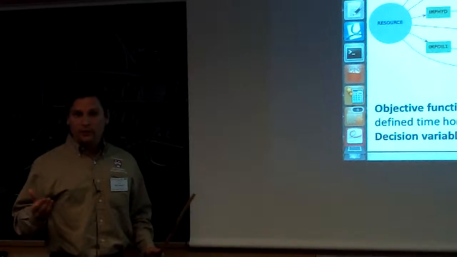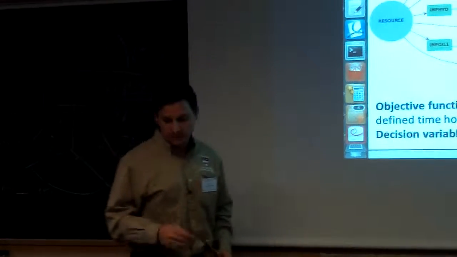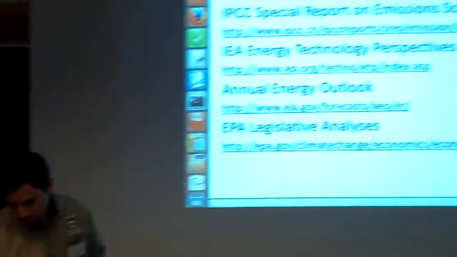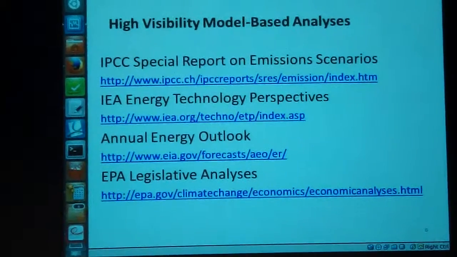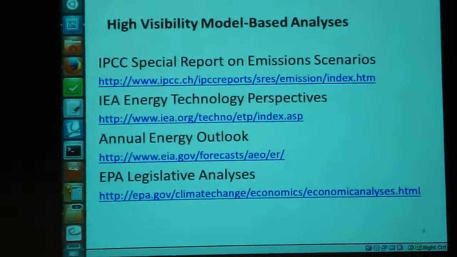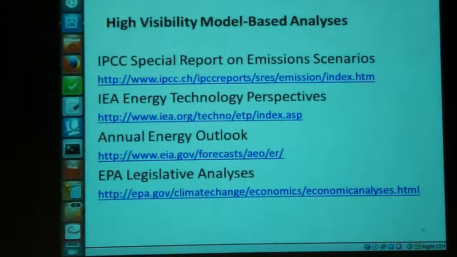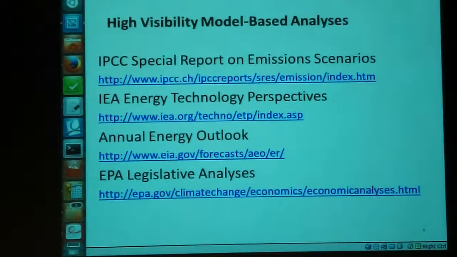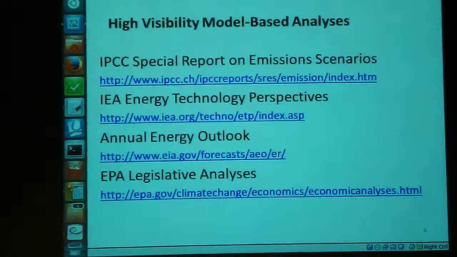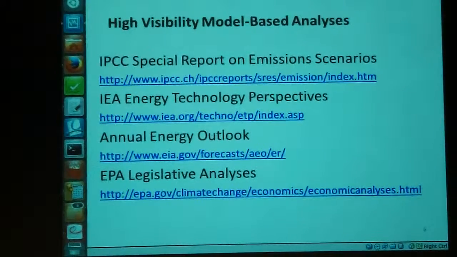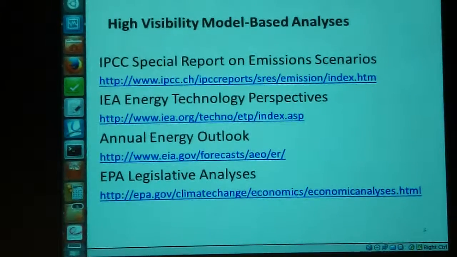If you've heard of the Markal model, the Times model, they're examples of technology explicit models. Message is another one. And they've been used to produce some pretty high visibility analyses. So other folks have mentioned the IPCC special report on emission scenarios. Every other year, the International Energy Agency produces the Energy Technology Perspectives report with a large Markal model. And then in the US, we have the Annual Energy Outlook, which is the official midterm energy forecast of the US government. It's produced with a large energy system model called NEMS.